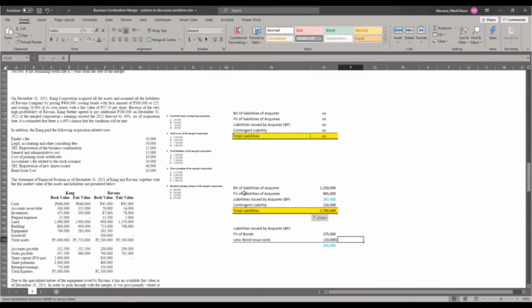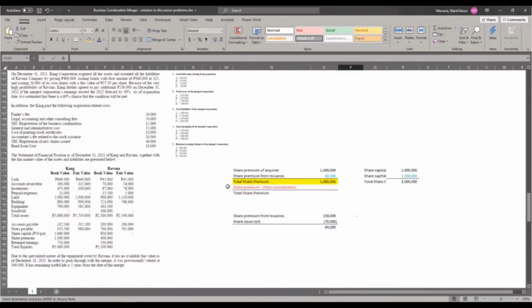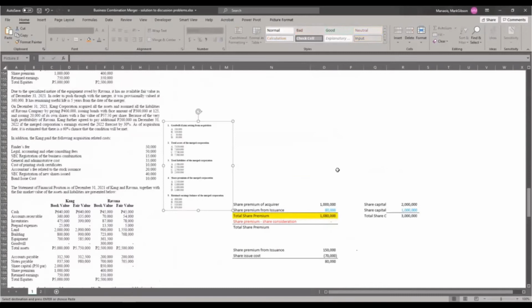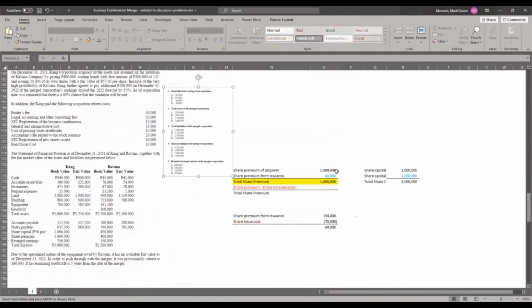Punta natin yung number 4. So in number 4, ang pinapakompute sa atin is share premium, total share premium of the merged corporation. So again, here's the cheat sheet. Sabi natin, share premium of acquirer.